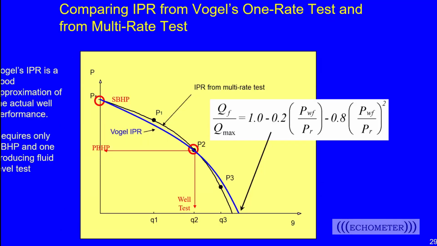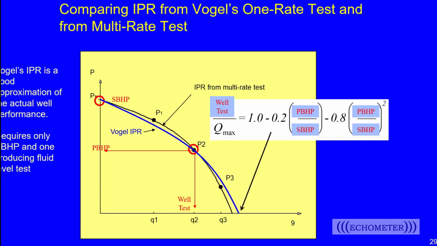In the next slide, what this slide shows is the comparison. The curve in black is the inflow performance if we had run a multi-rate test. And the blue curve is the Vogel inflow performance that is generated using only one well test. So we have well test information. We measure the producing bottom hole pressure. We determine the reservoir pressure, which is the static bottom hole pressure. So having those two pieces of information, we can then calculate the potential, the Qmax of the well. So this is one of the reasons why the Vogel relation is used extensively, because it does a reasonable approximation of the actual inflow performance, and it requires only the well test.